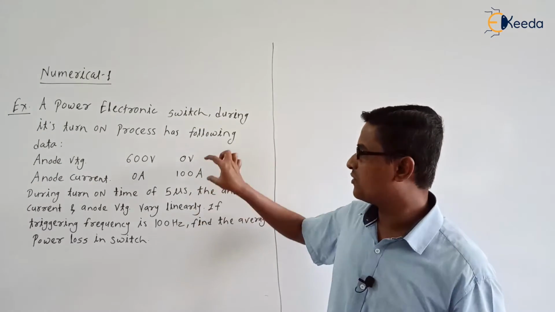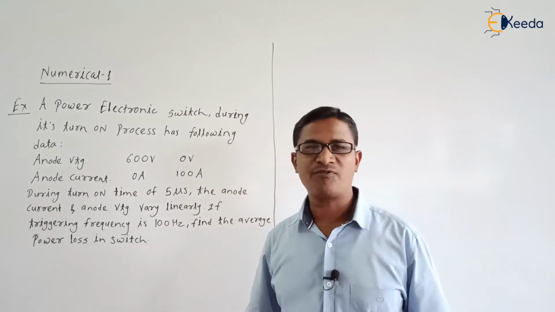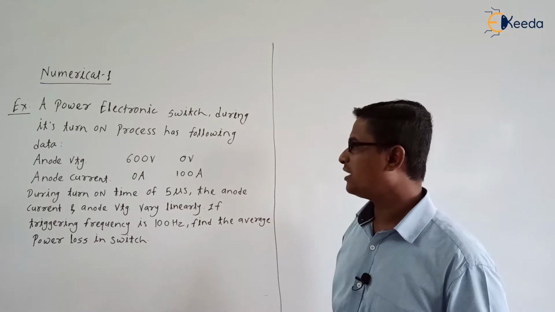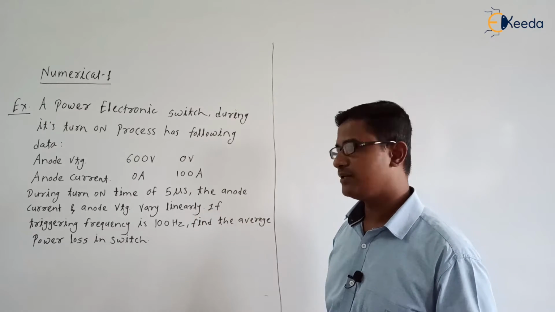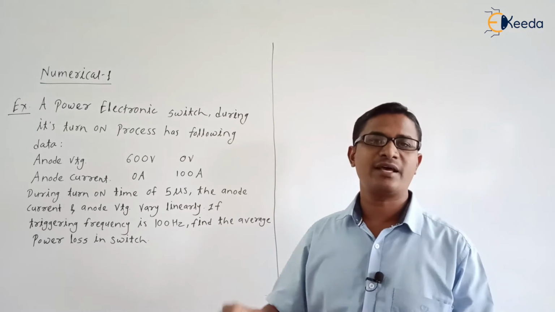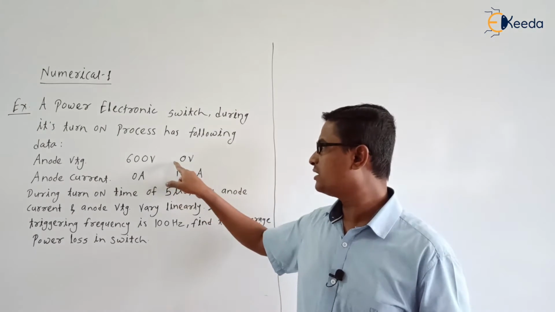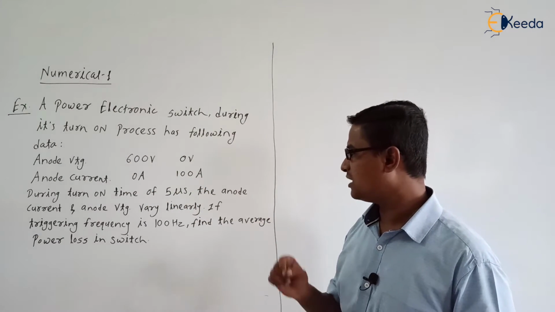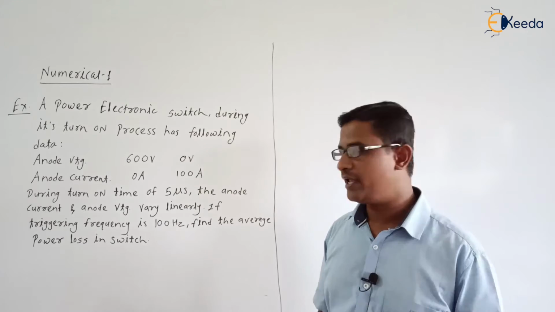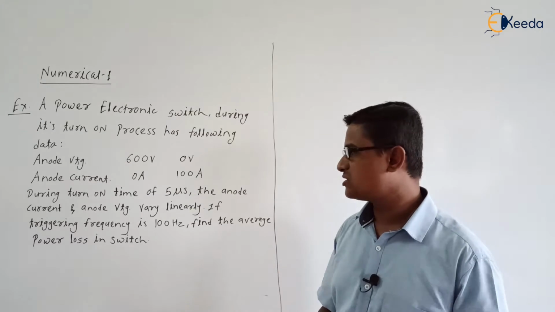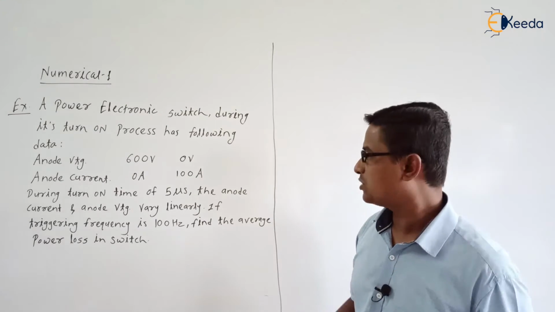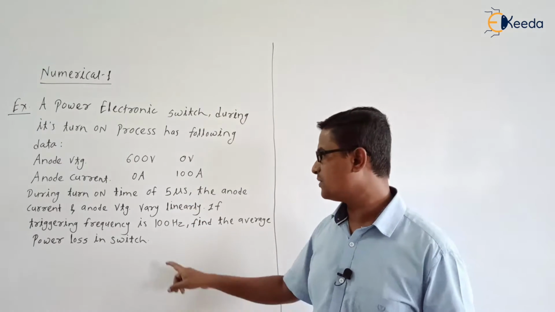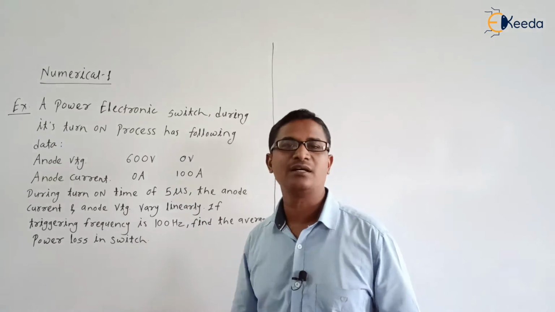Okay, so they have given this data during turn on time of 5 microseconds. So turn on time is 5 microseconds. The anode current and anode voltage vary linearly. Okay, means VA and IA are varying linearly. One is linearly decreasing, second one is linearly increasing. If triggering frequency is 100 hertz, find the average power loss in the switch. Now they have given the turn on time is 5 microseconds. After that it is given that the triggering frequency is 100 hertz.